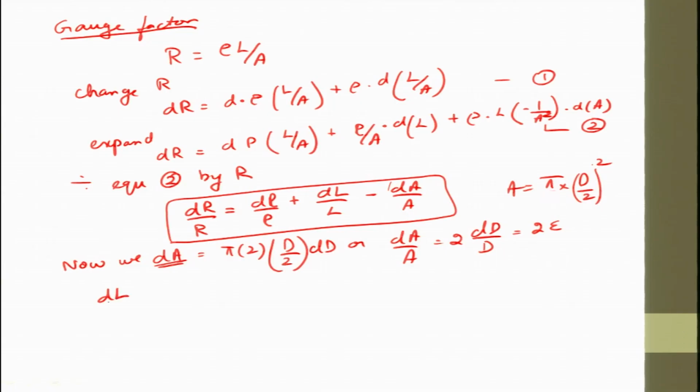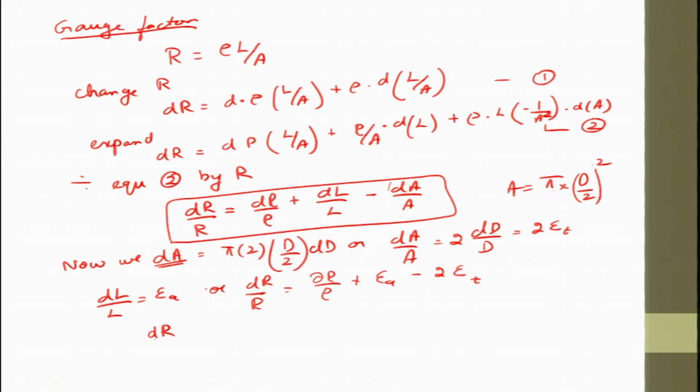Also, we have to find out dL by L, which is nothing but the axial strain. So dR by R is nothing but d rho by rho plus epsilon A minus 2 times epsilon T. This is transverse, right. Now, because Poisson's ratio is a material property, while these are design properties, we would like to convert this into Poisson's ratio.